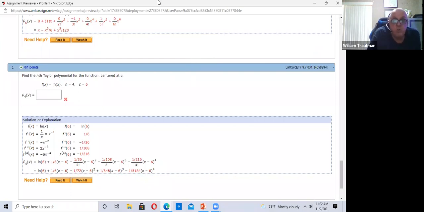Here, they're going to do 4. And this is a Taylor. So finally, we got a Taylor. Don't forget, Maclaurin is when c equals 0. This time it's Taylor, and they tell us c equals 6. So first we have our function.